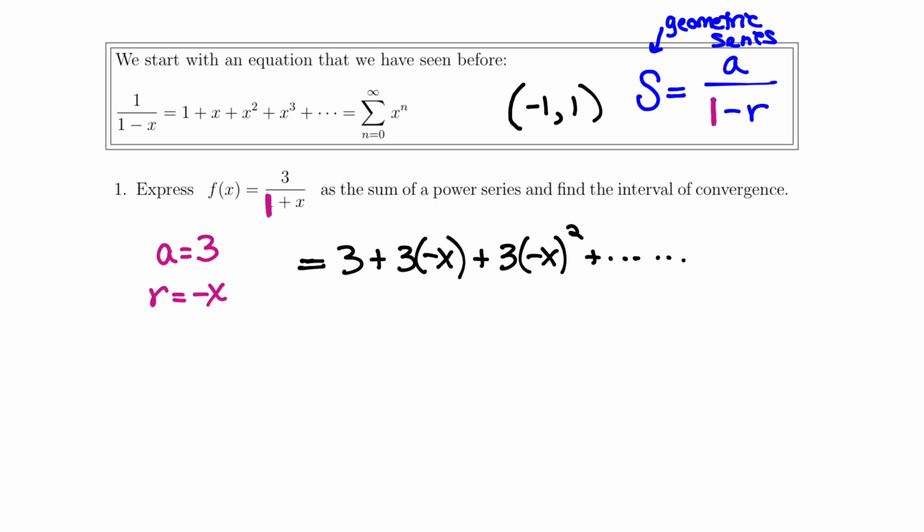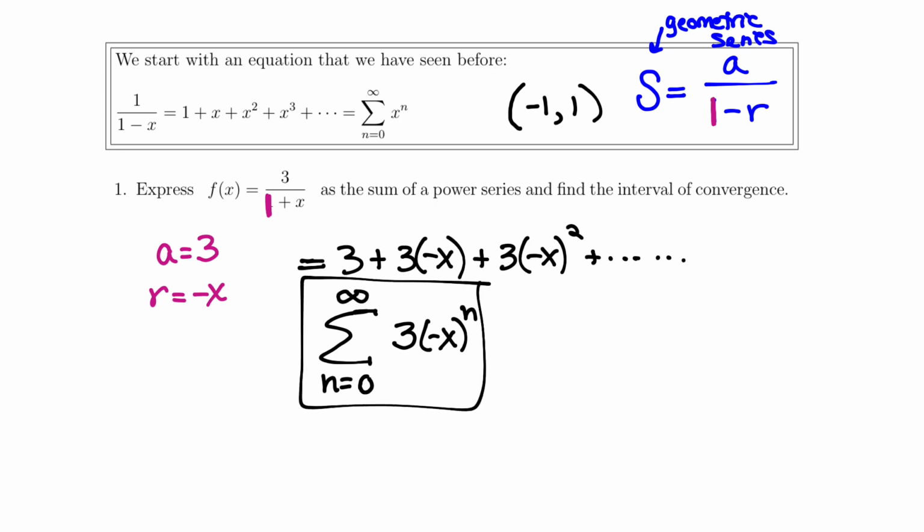Alex, do you want to give me the sum? Do you want to try? Yeah, okay, give me the sum, the infinite sigma notation. Here we go. 3 times negative x to the n. Where am I starting? n equals 0. Yes. Beautiful. How many of you got that? Nice. Good job. Are we ready for the next problem? Okay, here you go.